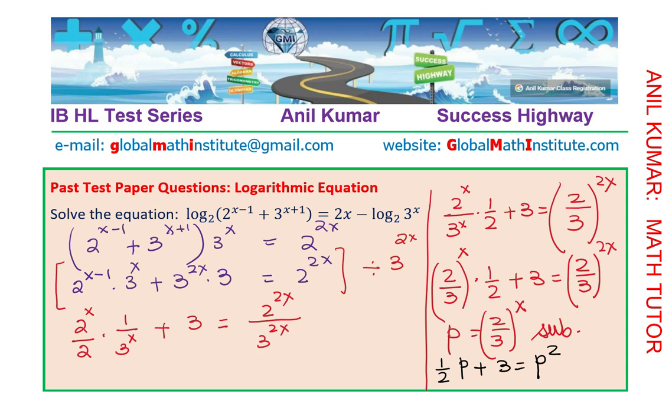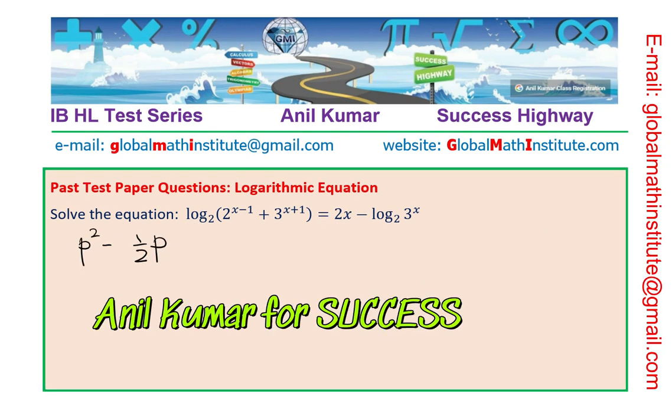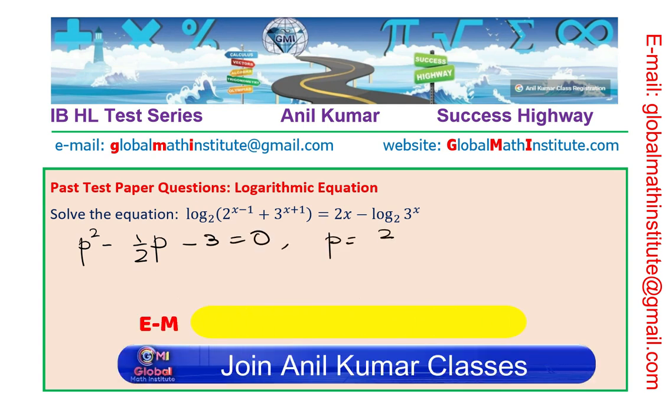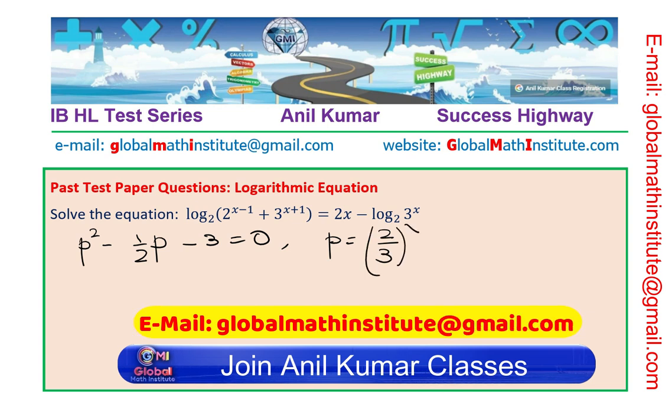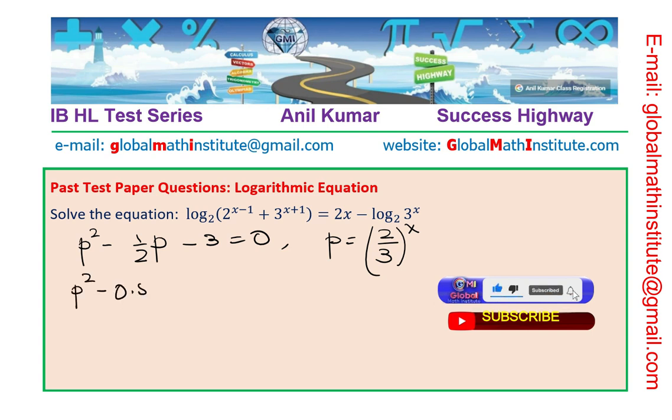So let me take it to the next page and rewrite the whole equation as p square minus half p minus 3, right? So we have p square minus half p minus 3 equals 0, where p is equal to 2 over 3 to the power of x. Is that clear to you? Now that becomes a quadratic equation and we can use a calculator to solve it. Let me write half as 0.5. Okay, so p square minus 0.5 p minus 3 equals 0.